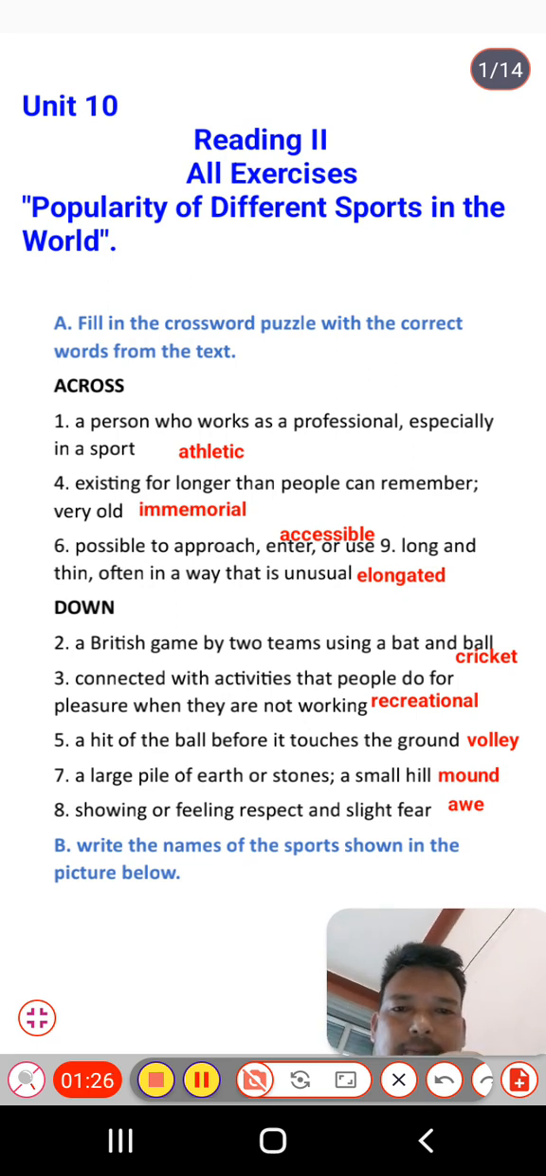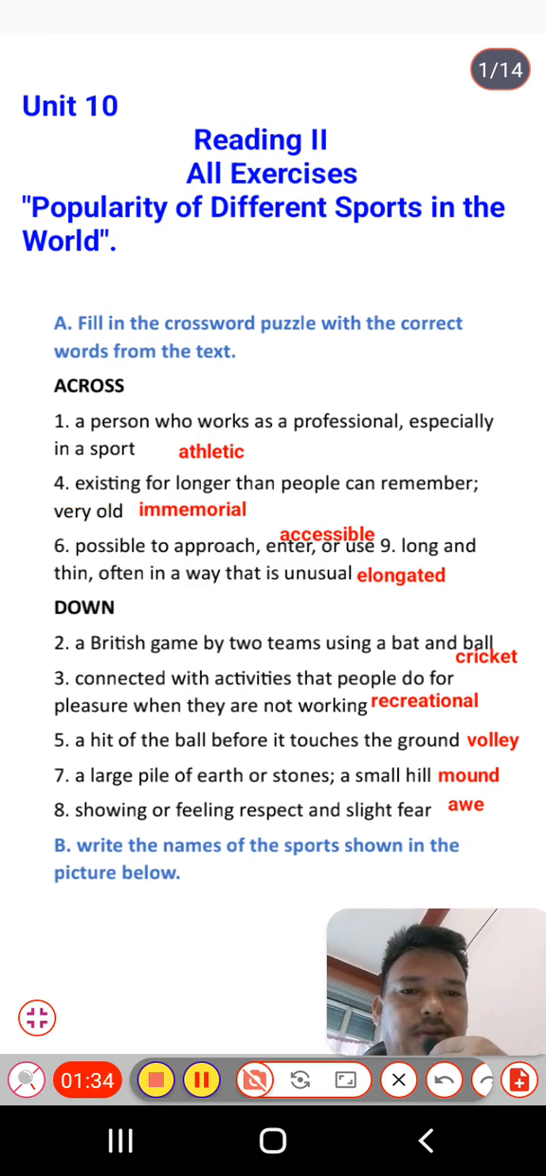Okay, athletic. And again across, we have number 4, existing for longer than people can remember. Very old. So the right word would be immemorial. Okay, immemorial. And the 6th number, possible to approach, enter, or use, that is accessible. Accessible. And the 9, again across, long and thin, often in a way that is unusual, that is elongated.